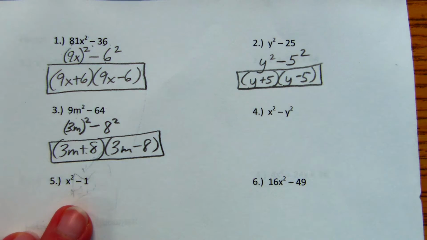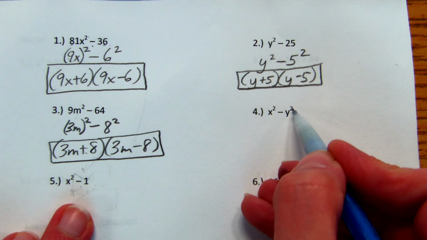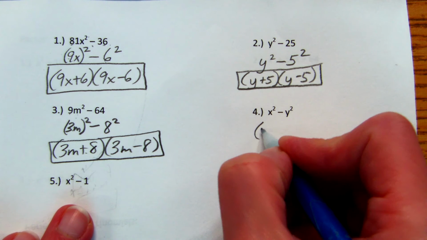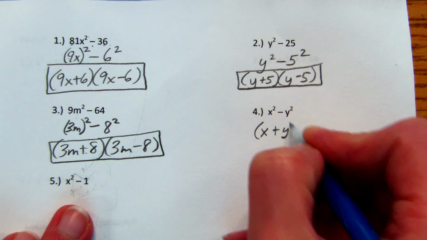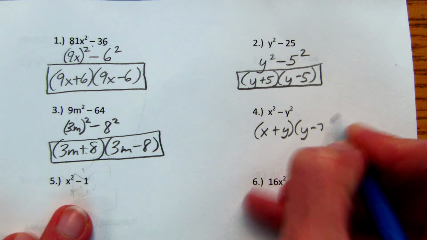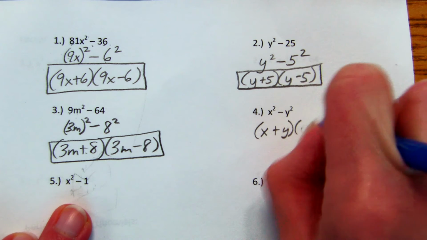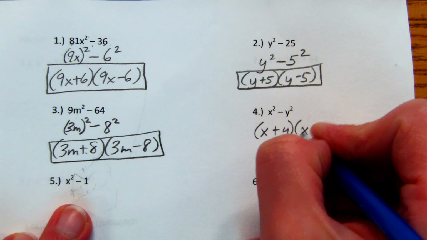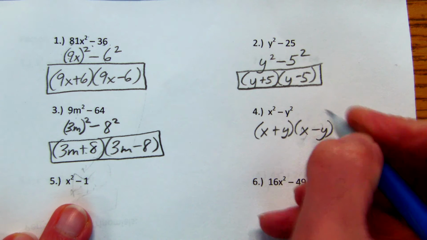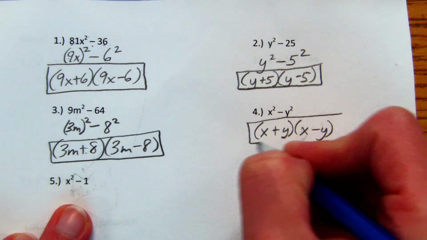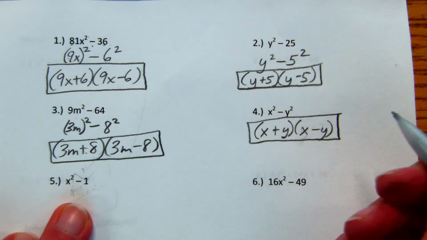Okay, number 4 doesn't have any numbers and they're already written as squares. So what's the answer? Basically it's just going to be x plus y and x minus y, except I started to write y minus 7, and I have no idea why. I think my brain was kind of looking down at one of the other problems at the same time.